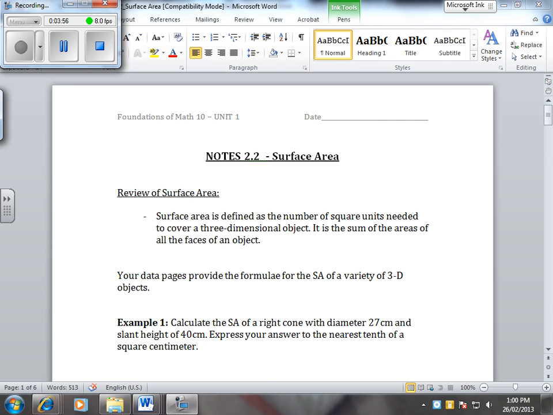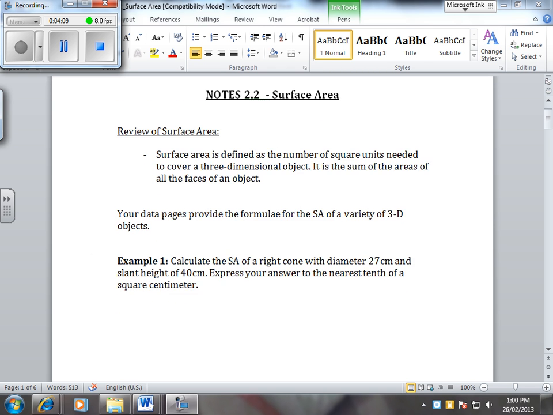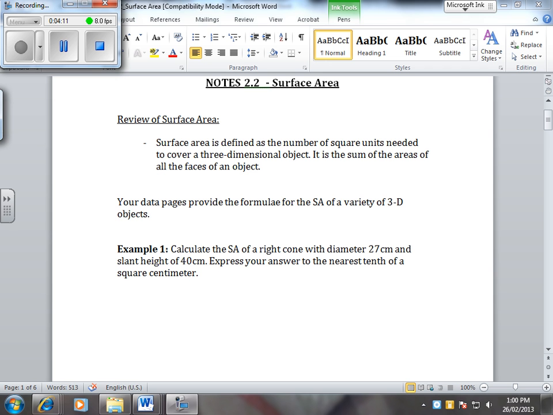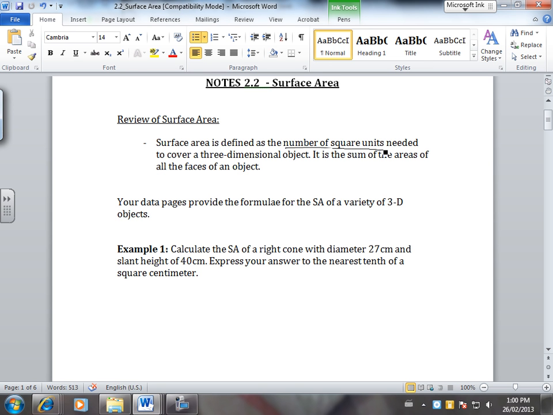So we're going to continue in section 2.2, surface area, and this is why we just reviewed Pythagoras, because we need Pythagoras when we're working with the surface area of three-dimensional objects. So we have to recall that surface area is the number of square units needed to cover a three-dimensional object, or it's the sum of the areas of all the faces of an object.